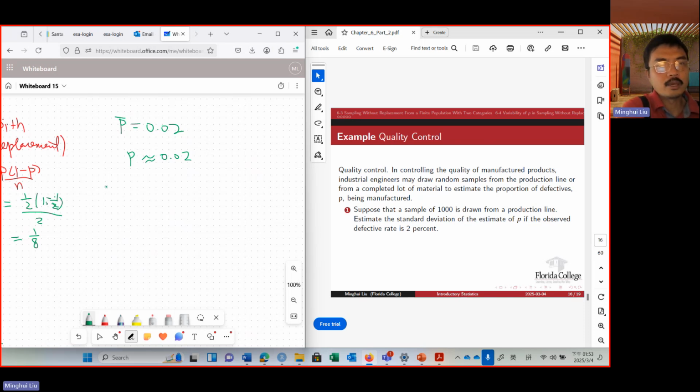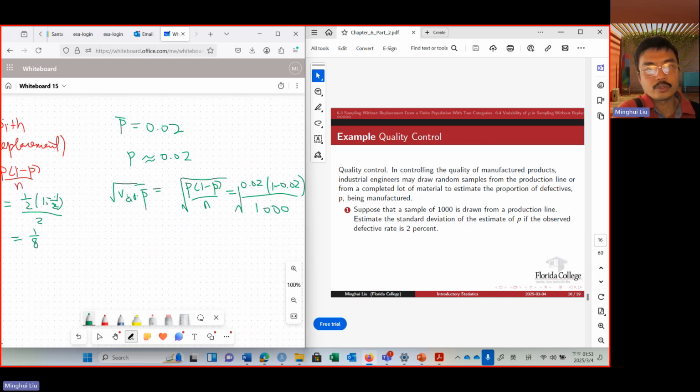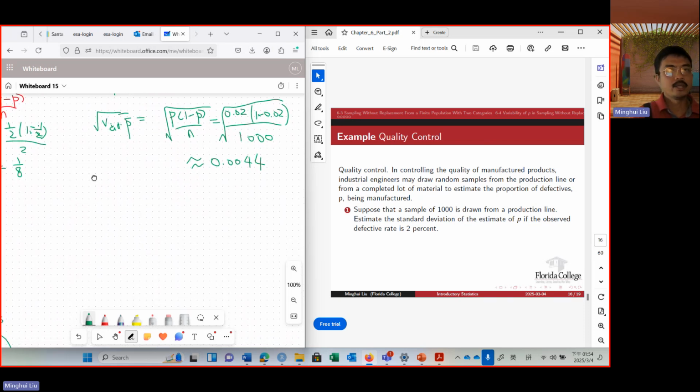Now, the standard deviation is equal to the square root of the variance of p bar. And the variance of p bar, the formula says, is p times 1 minus p divided by n, and then we take the square root. If you plug in all the values, it's 0.02 times 1 minus 0.02, divided by the sample size, let's say it's 1,000, and then you take the square root. And eventually, this result will be approximately 0.0044. So that's not a very big number, which tells you that your estimation of P should be very accurate.